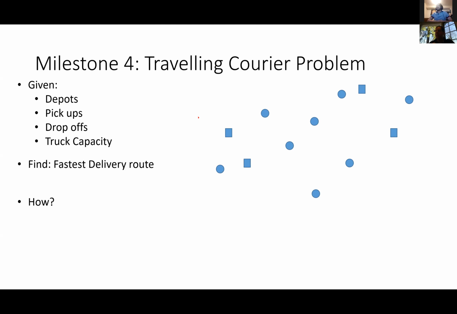So you have a few problem constraints here. You have depots. Depots are where the truck starts, and then you have pickups and drop-offs, and you have a constraint on truck capacity. So it's the traveling salesman with some extra constraints. Given these constraints, you want to find the fastest delivery route, and a question is how.